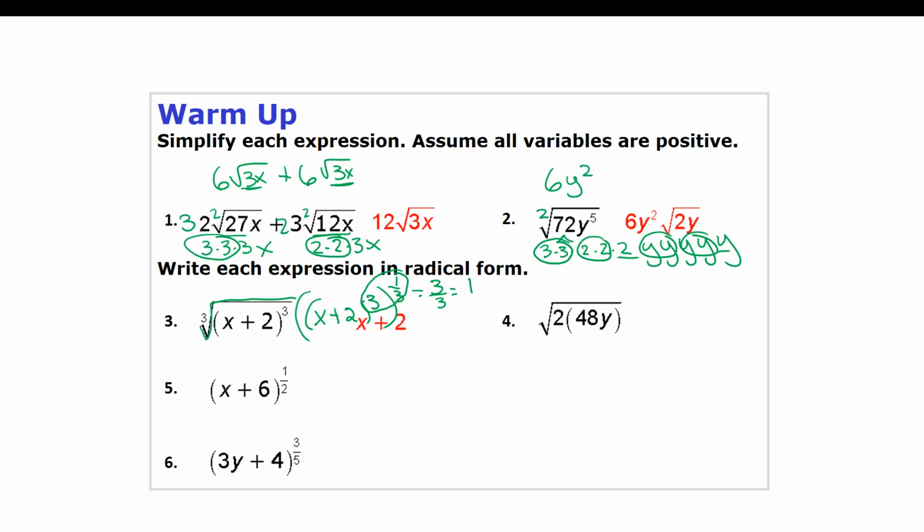On number 4, we're going to just go ahead and simplify this again. So 248 is made up as 8 times 6. So I'm going to go ahead and write my 8. 2 times 2 times 2. And my 6 is 2 times 3, and my y. Again, my index is 2, so I'm just going to circle up groups of 2, and that's all I have. So I'm going to have 4 times the square root of 6y.